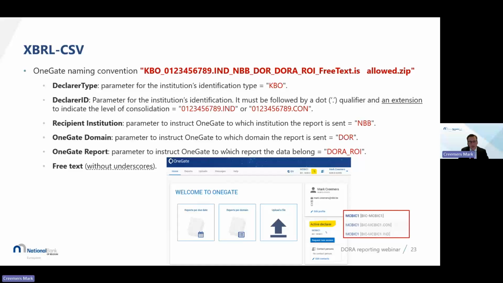So as you can see here on the screen, you can add no matter what you want as free text that is indicative for you, that has some meaning for you. You can even include dots, you can include spaces. The only thing we ask you not to use is an underscore, because that is being used as a separator before, and it will be difficult to have a generic naming convention if you start reusing the underscores also in the free text. So that will be forbidden when you upload an XBRL CSV zip file in OneGate.